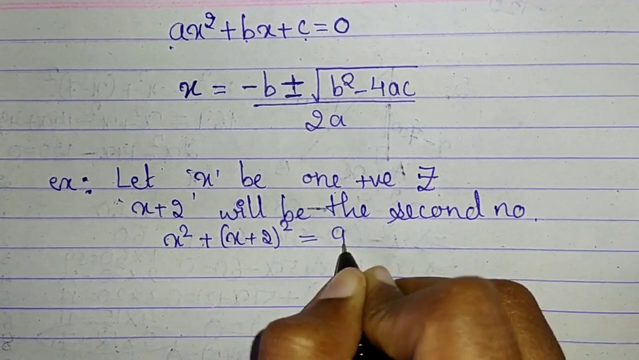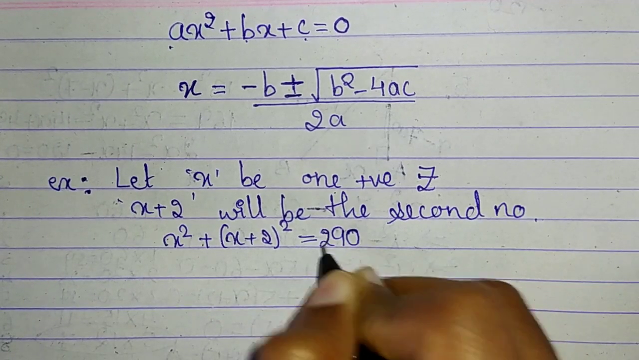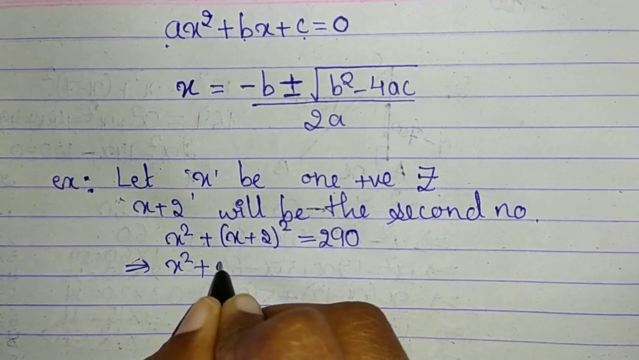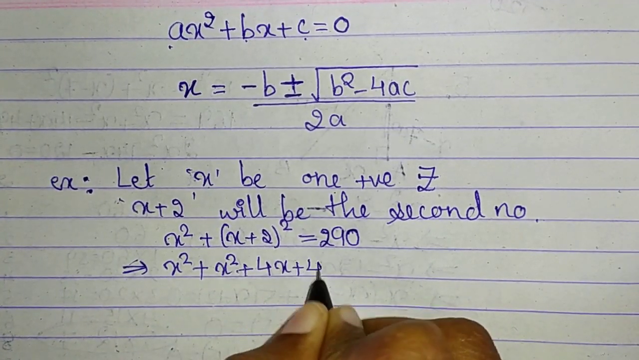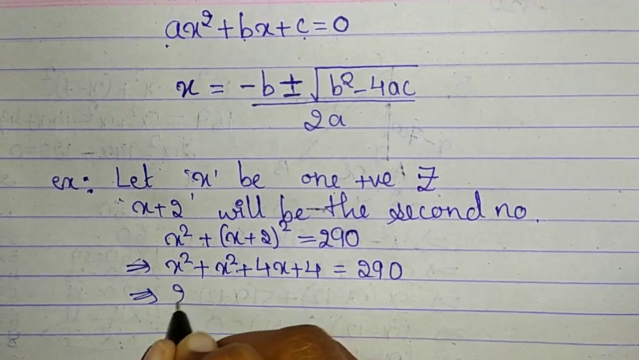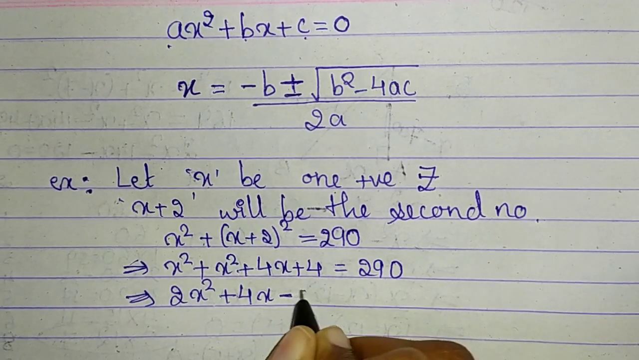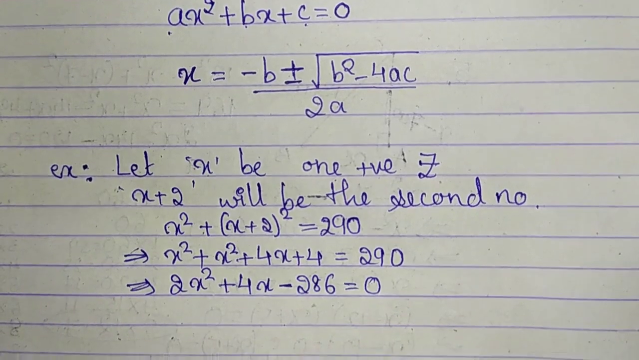is equal to 290. Now opening the brackets and simplifying, we get x² + x² + 4x + 4 = 290. So this implies 2x² + 4x - 286 = 0. This is the quadratic equation.